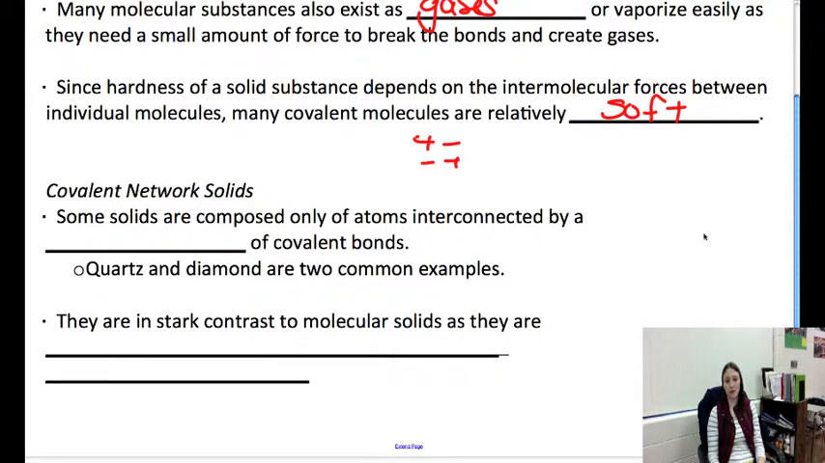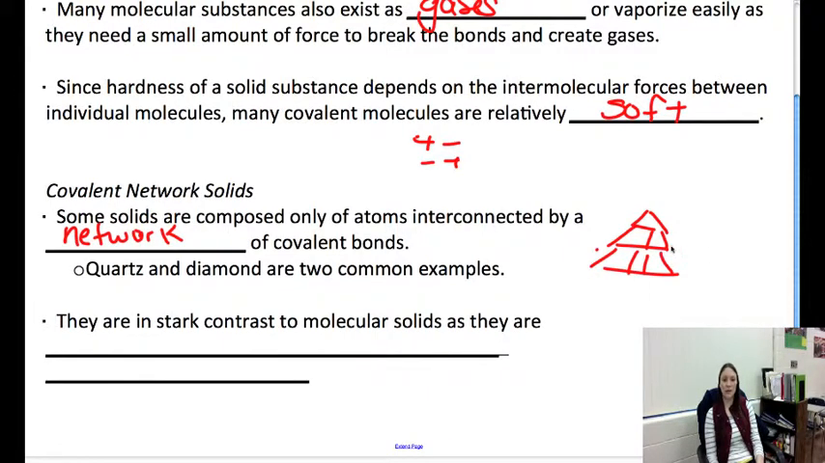We do have one type of covalent bond though that has pretty much opposite properties of other covalent bonds, and these are called covalent network solids. These are solids that are composed of atoms interconnected by a network of covalent bonds. Quartz and diamond are very good examples of this. They take these big pyramid shapes, with every time that those interconnect, that's like a carbon.